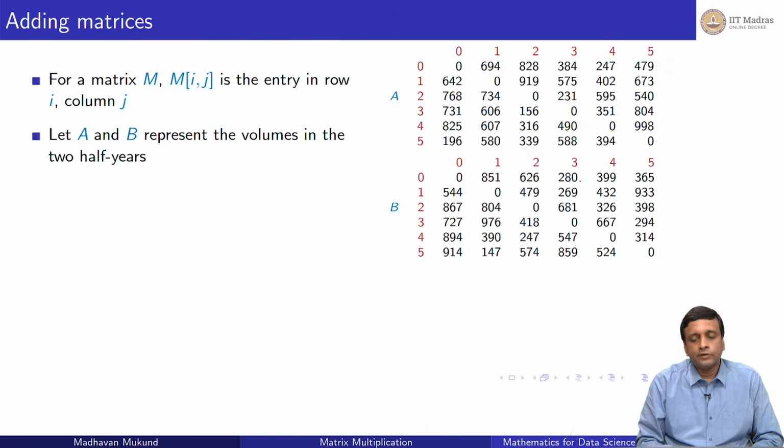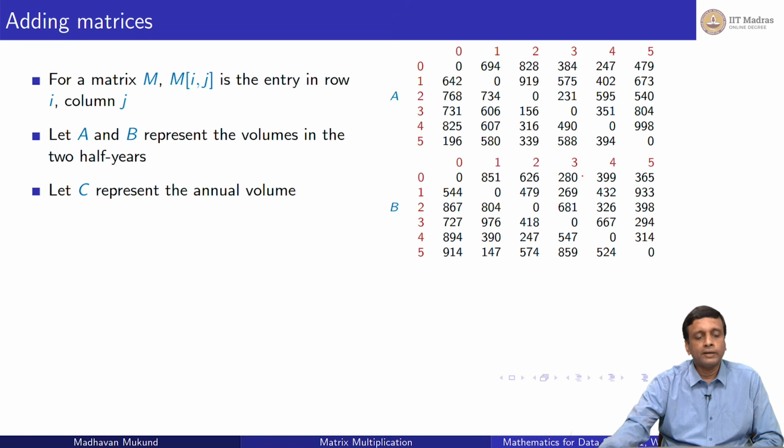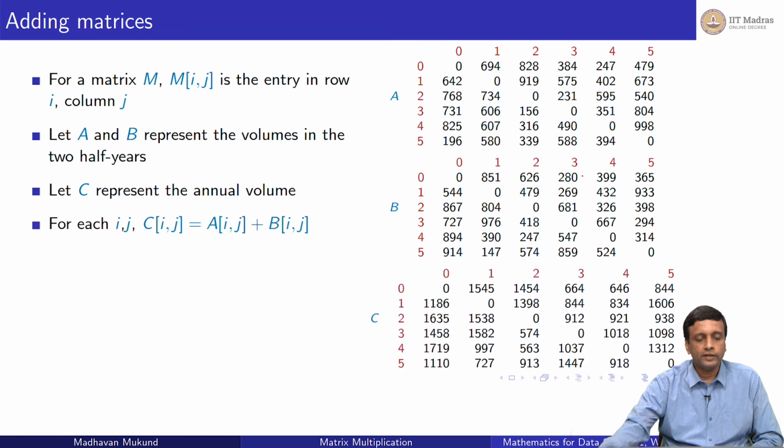So now here is our information about the 2 half years again, presented on the right hand side. These are the 2 matrices that we are given, and we want to compute the aggregate volume for the whole year into a new matrix, call it C. I have used A for the first half year, B for the second half year, and now we want to compute a matrix C which represents the total volume for the whole year. And as we said before, the ijth entry, the entry in row i column j of C, is going to be the sum of the ijth entries in A and B.